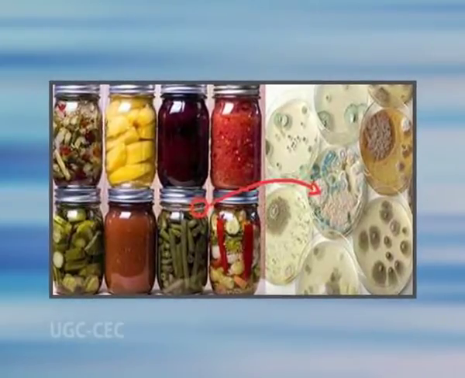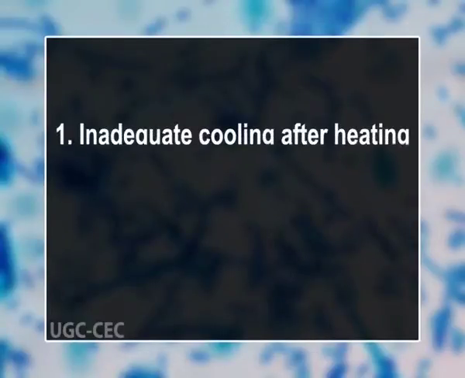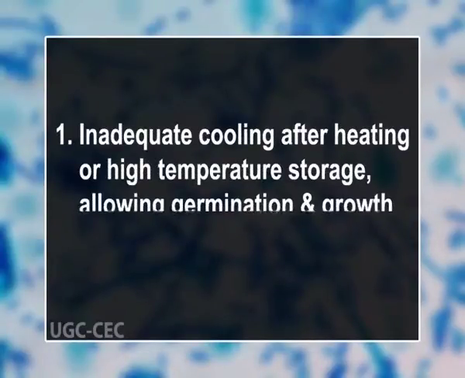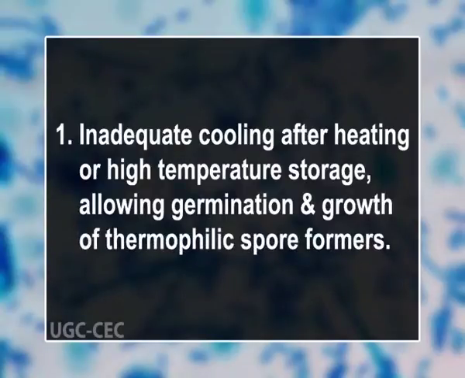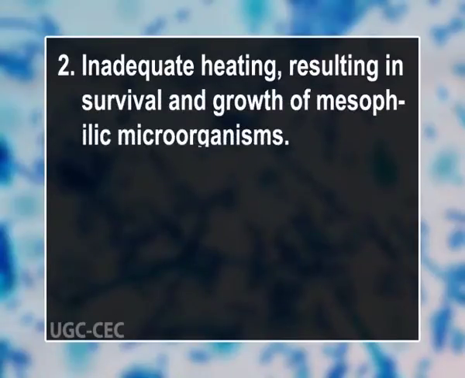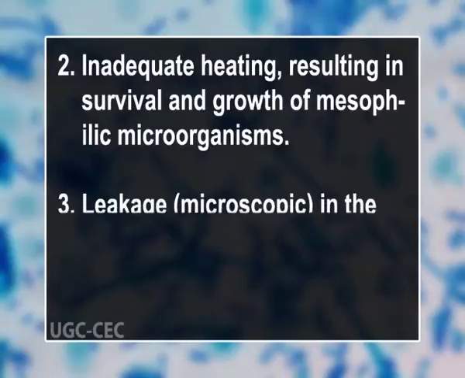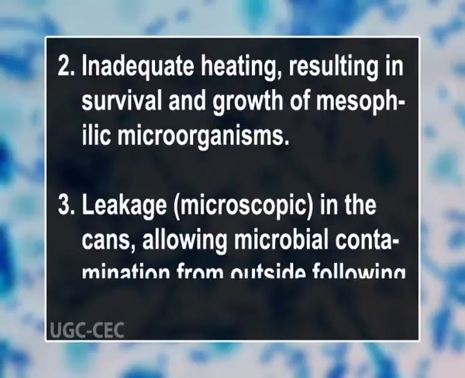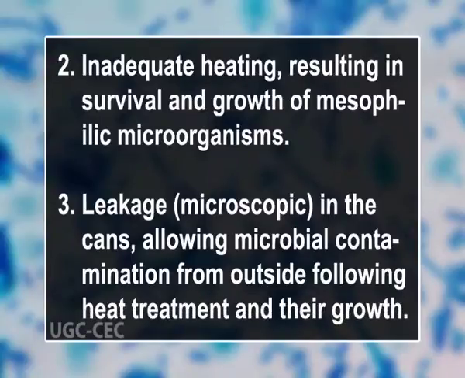Production of hydrogen, that is hydrogen swell, carbon dioxide, browning, corrosion of cans due to chemical reactions, and liquefaction, gelation, discoloration of products due to enzymatic reactions are some examples of non-microbial spoilage. Microbial spoilage is due to three main reasons: inadequate cooling after heating or high temperature storage allowing germination and growth of thermophilic spore formers, inadequate heating resulting in survival and growth of mesophilic microorganisms, and leakage in the cans allowing microbial contamination from outside following heat treatment and the growth.